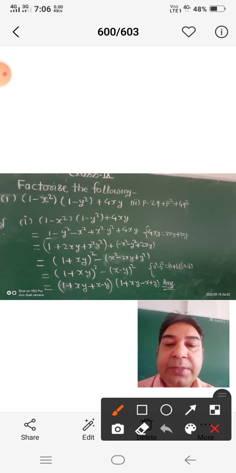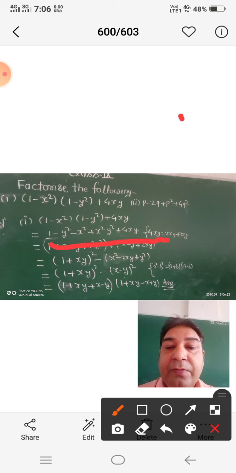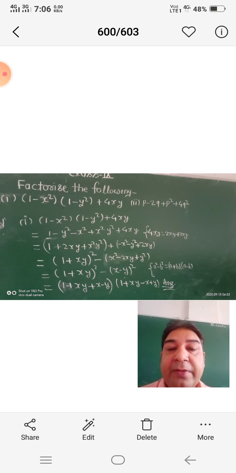After then you have to just multiply it in the first term. You get 1 into 1, 1 into minus y square, and minus x square into 1, minus x square into minus y square, plus x square y square plus 4xy.